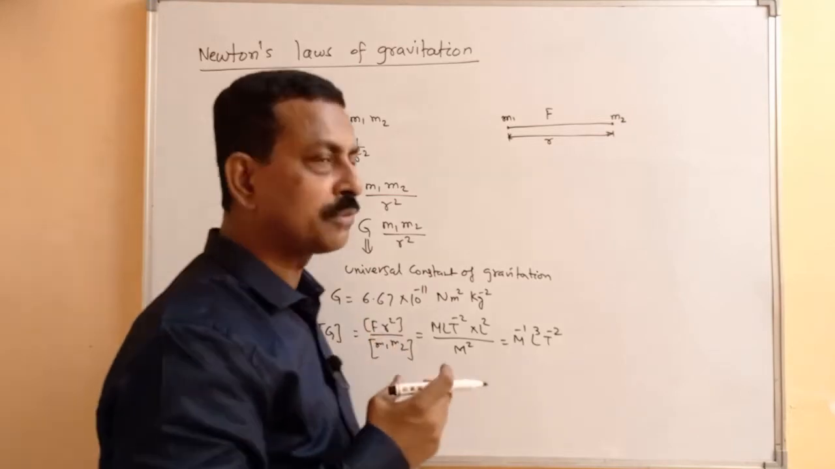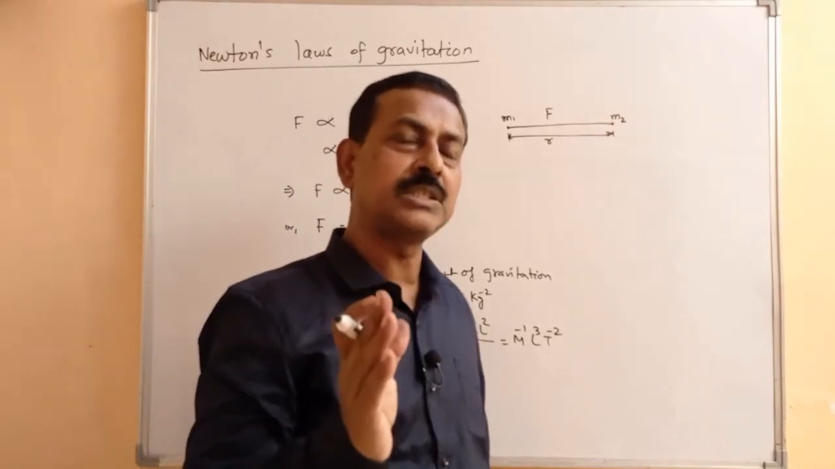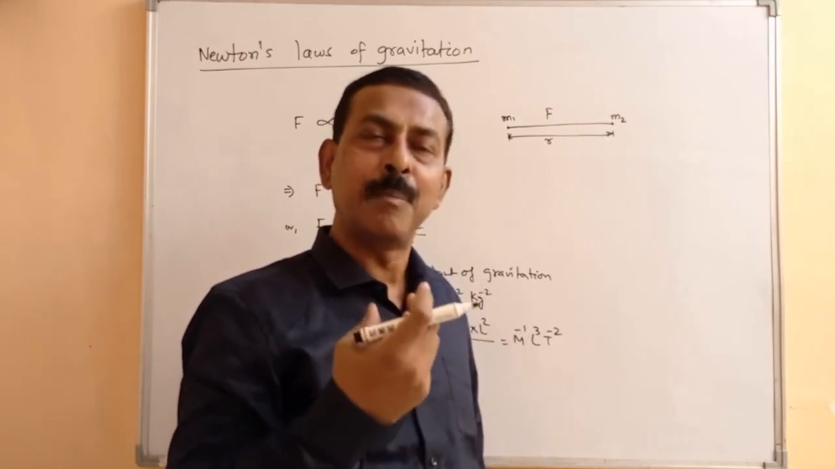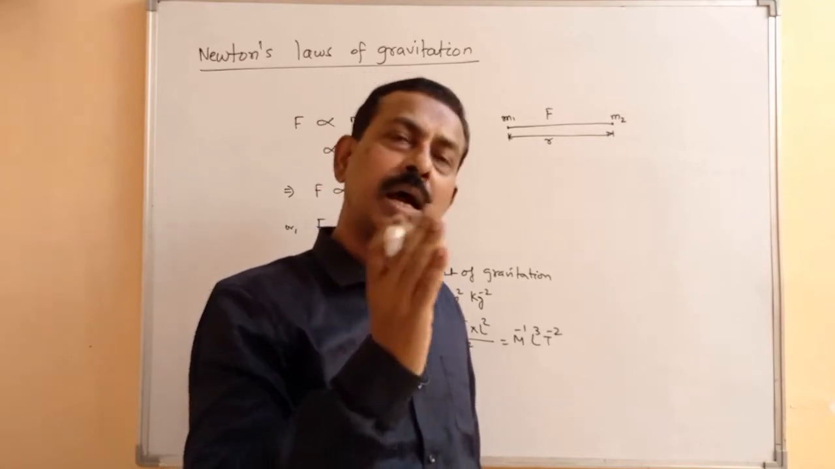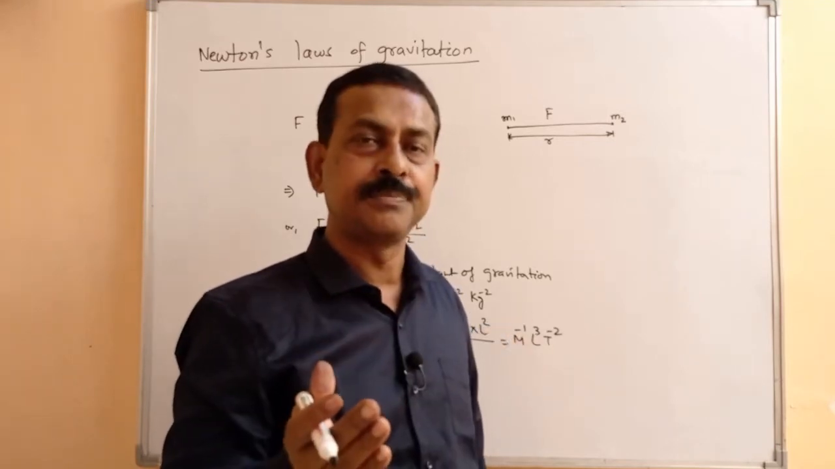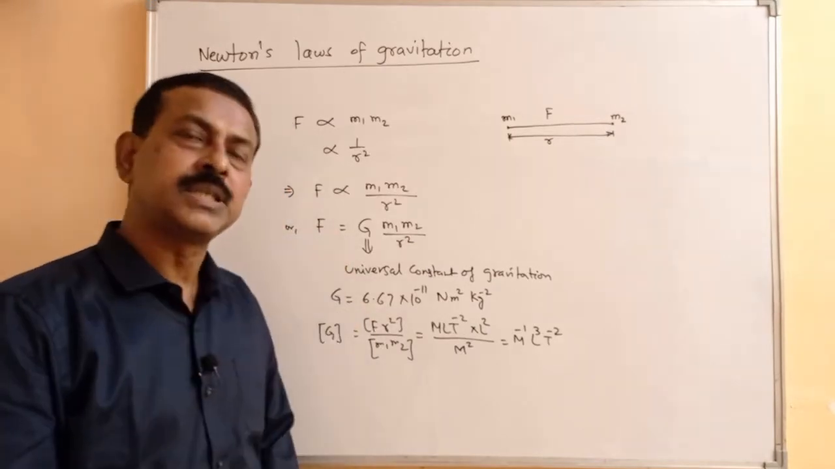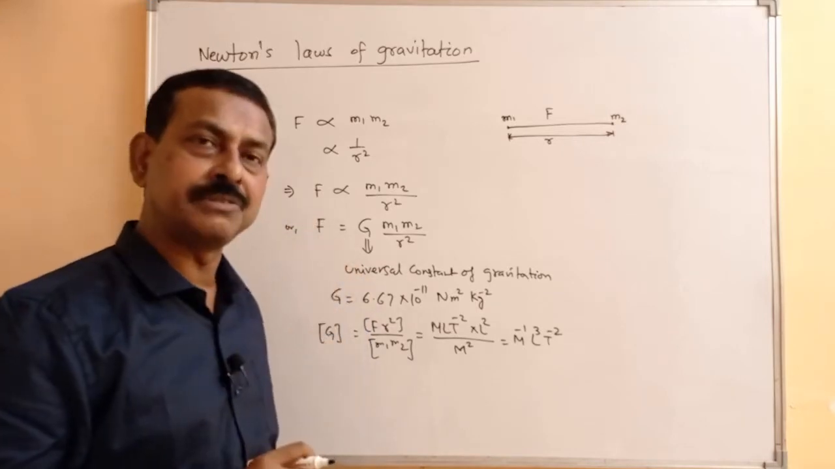Remember that the force of gravitation is attractive in nature. Other forces if you consider, like you have suppose electrostatic force, magnetic force, they are of both types. It may be your attractive as well as repulsive. Force of gravitation is only attractive. Suppose we want to define this universal constant of gravitation.